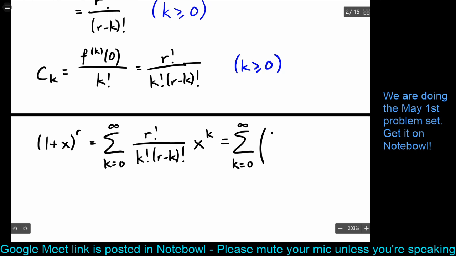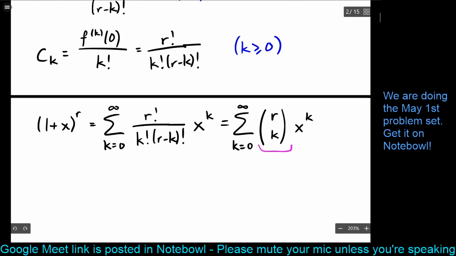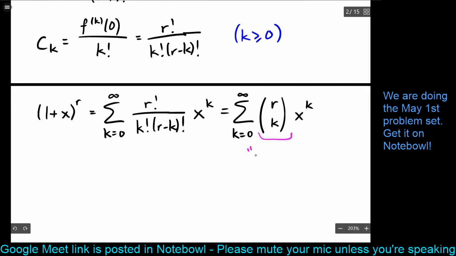And the way we write that is these two numbers on top of each other, no line in between. This isn't a fraction, right? So we write that x to the k. Right? So this thing right here, we usually pronounce this as r choose k.